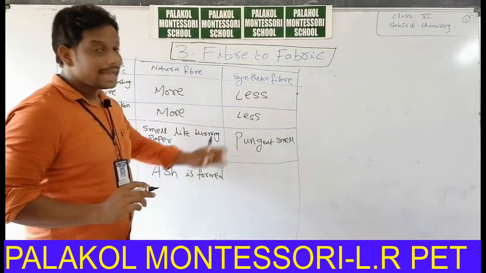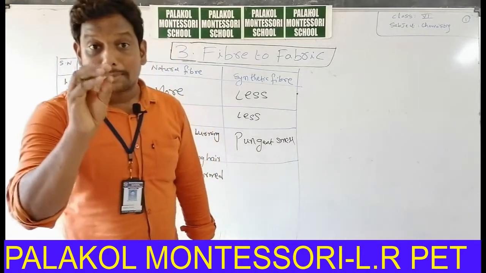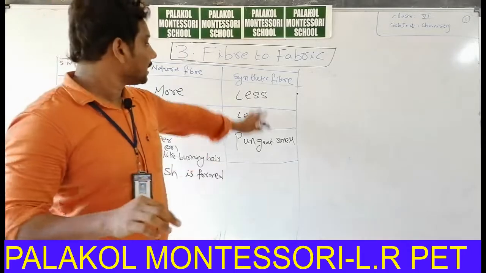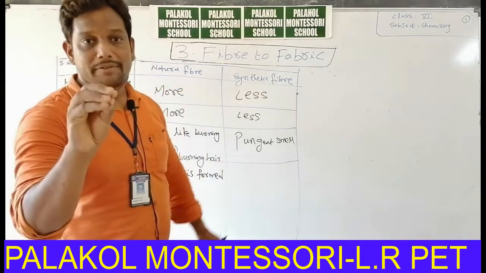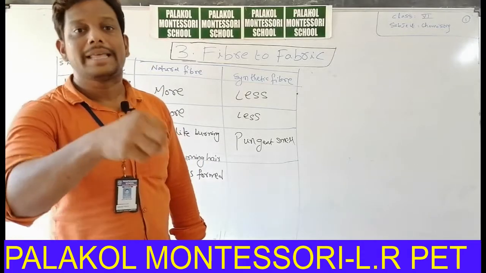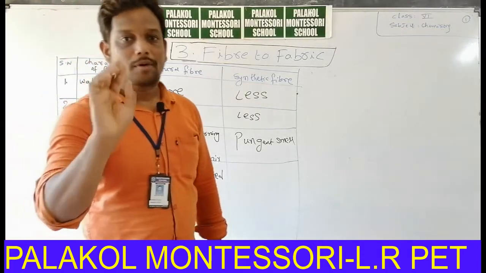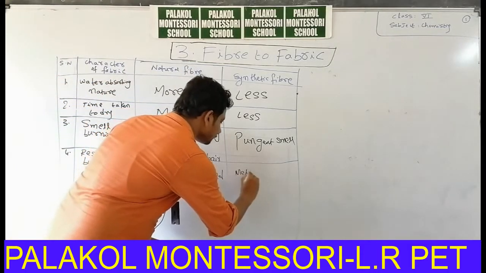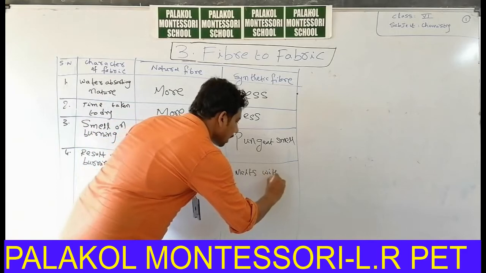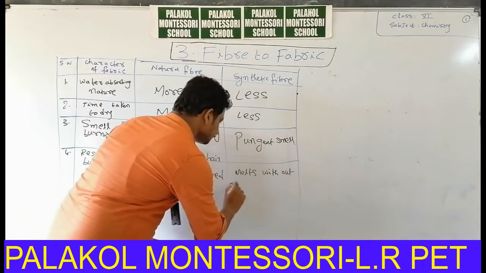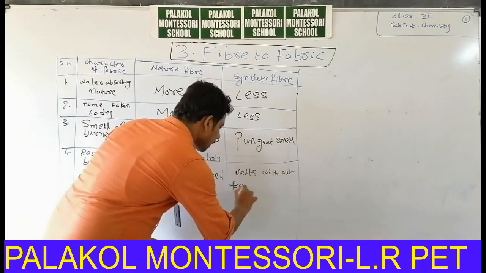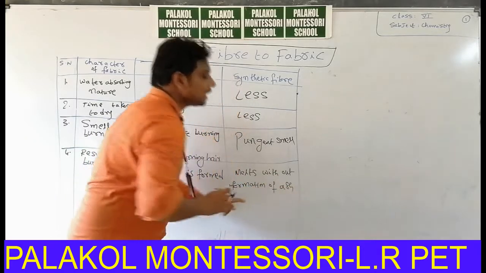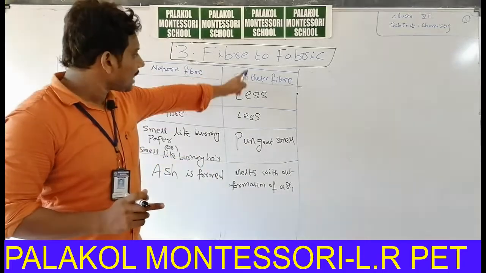Ash is formed. In the case of synthetic fibers, they melt on heating without formation of ash. On burning, synthetic fibers do not produce any ash. There is no ash, that means they melt without formation of ash. That means there is no product formed in burning of synthetic fiber.